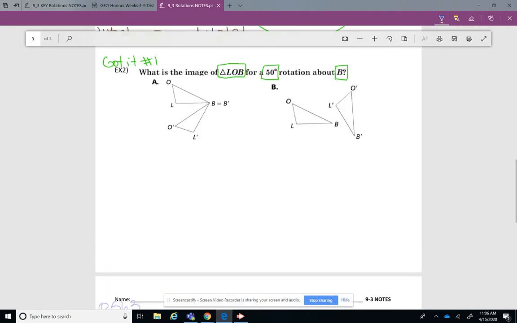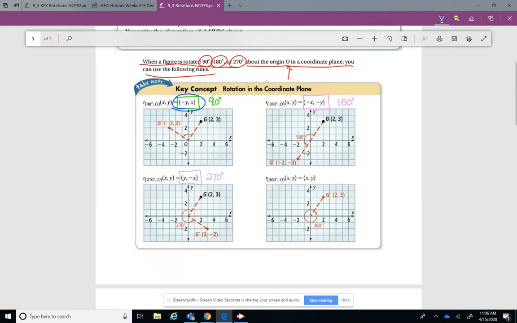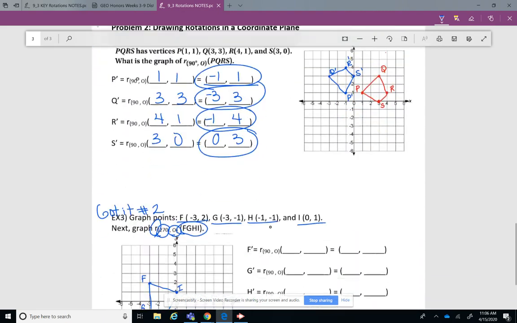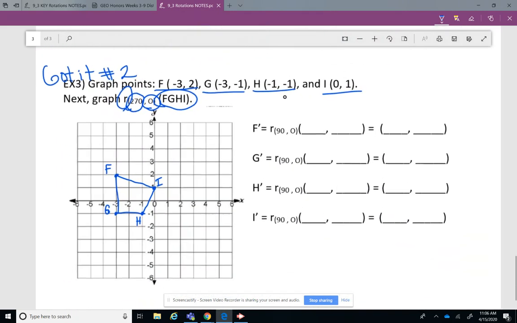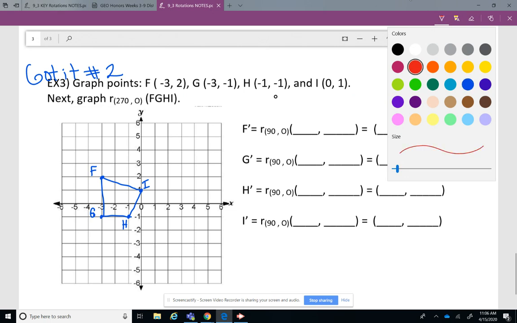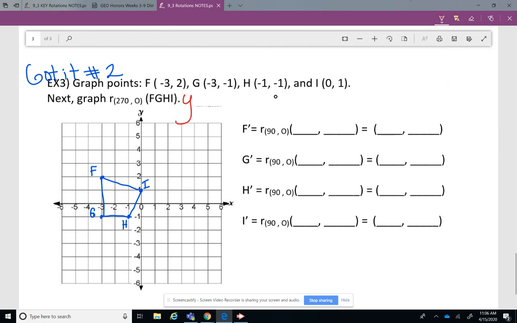All right, so go back to your chart and find the 270 degree one. All right, write that down. Put y, negative x. Because until you get used to it, that's just the easiest way for me to show you how to do it. So I'm going to do it in a different color. It'll be red. Y and negative x.